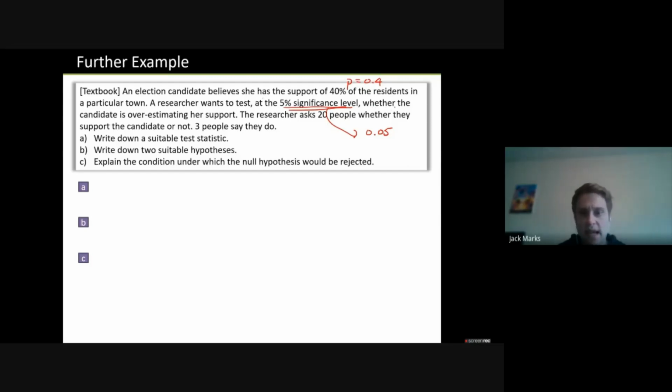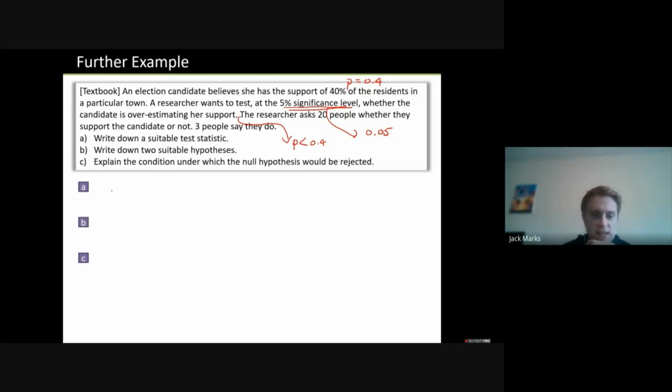So we need to test whether the candidate is overestimating her support. If she's overestimating her support, what does it mean? Is the probability 0.4? No, it's less than 0.4, isn't it? If you're overestimating, it's less than you think. The researcher asks 20 people. That sounds like n equals 20, whether they support or not, and 3 people say they do. Right. So what's the question all about? It's all about, do you support the person or not?